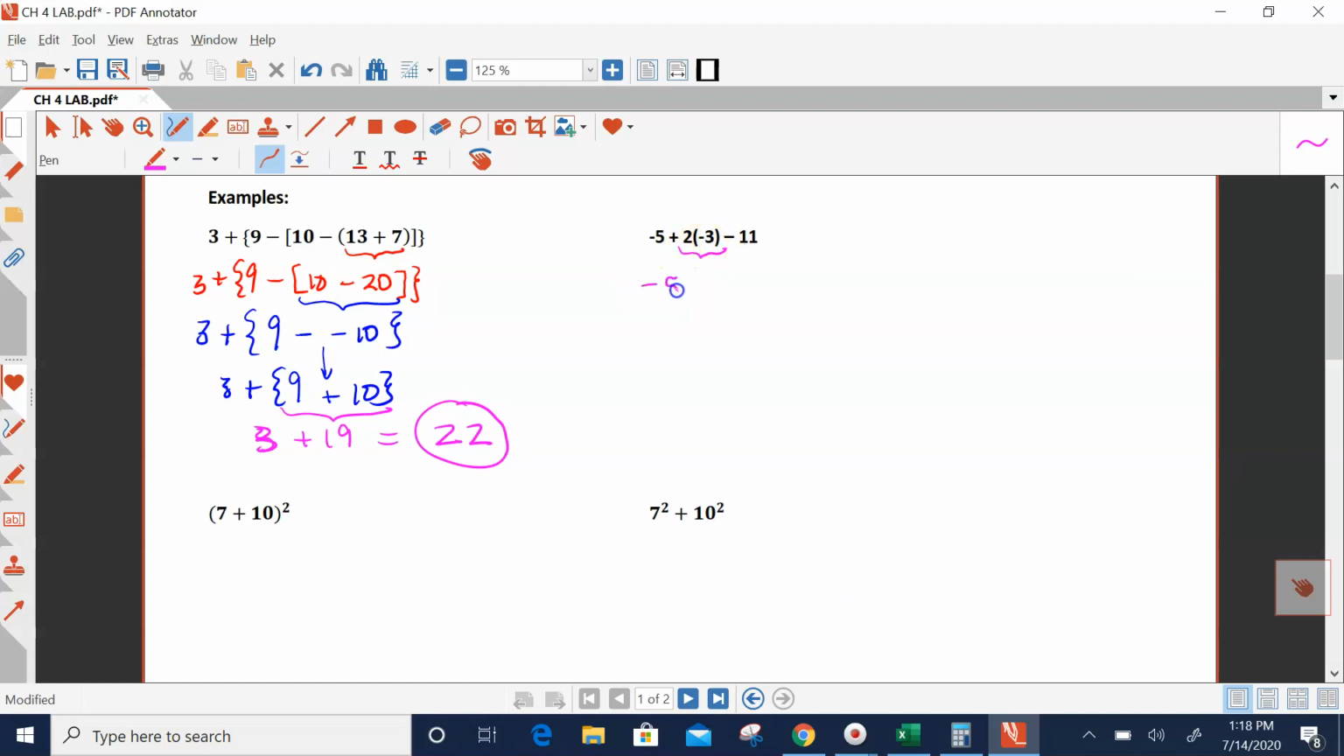So I'm going to bring down the minus 5. I'm going to bring down the plus. And I'm going to multiply 2 times a negative 3, which gives me a negative 6. And then I'm going to bring down the subtraction of 11.